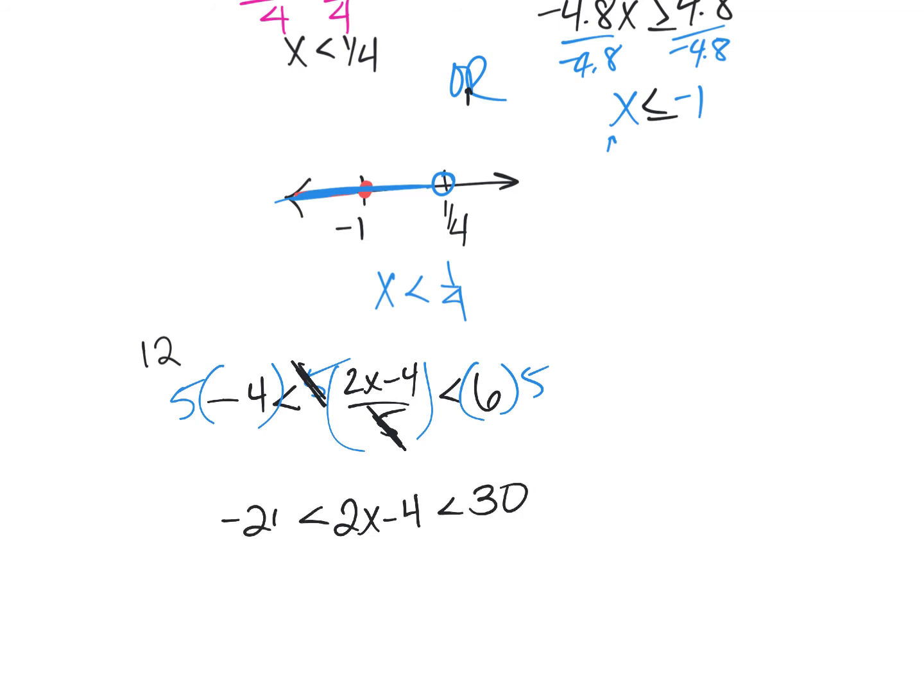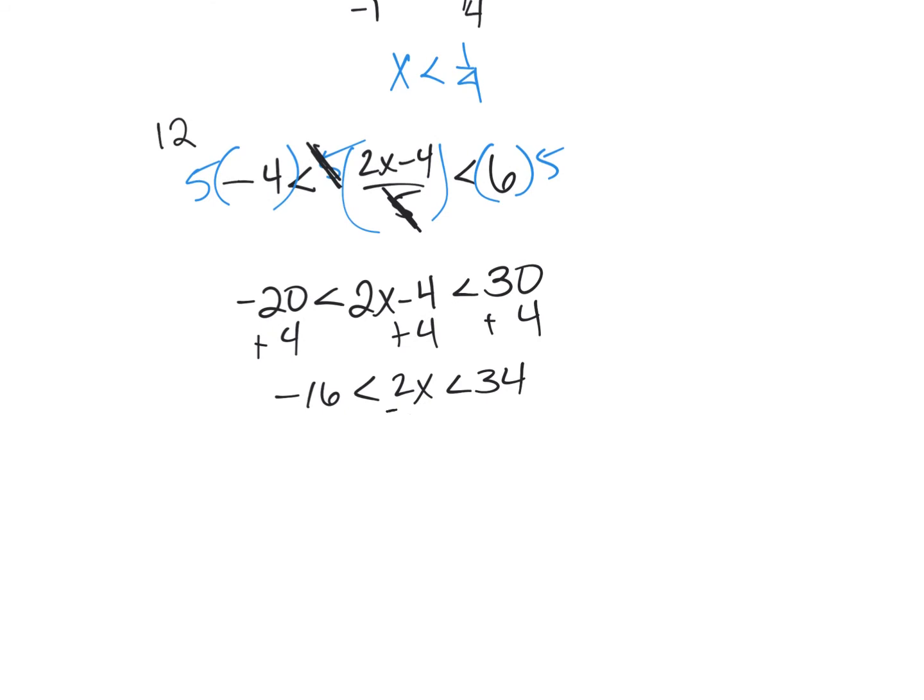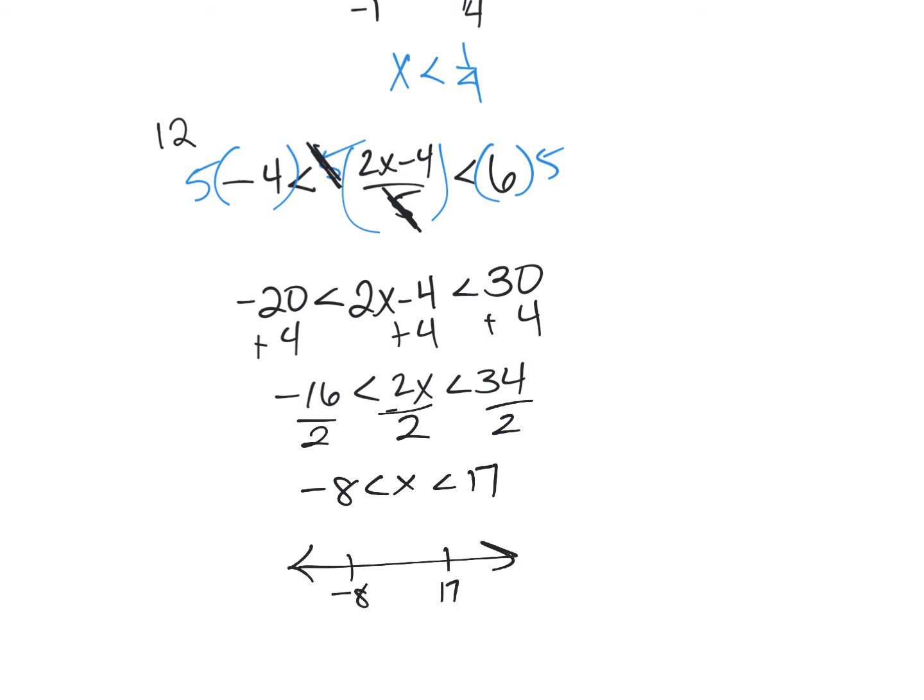less than 30, and then negative 20 on the left. And then we can add 4, negative 16 less than 2x less than 34, divide by 2, negative 8 less than x less than 17. Nothing funky going on here. Open circles, shaded between.